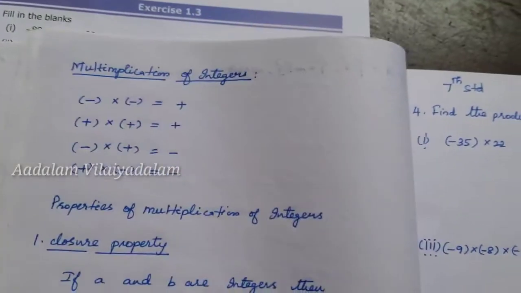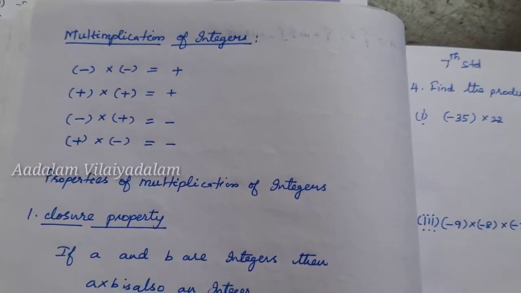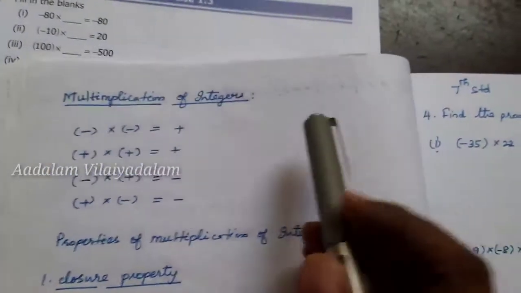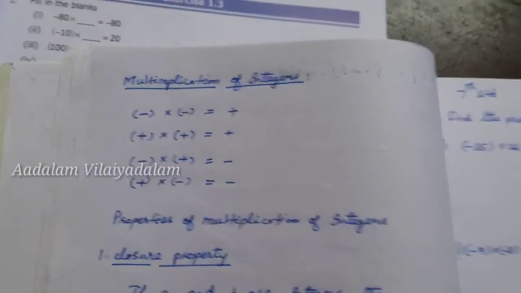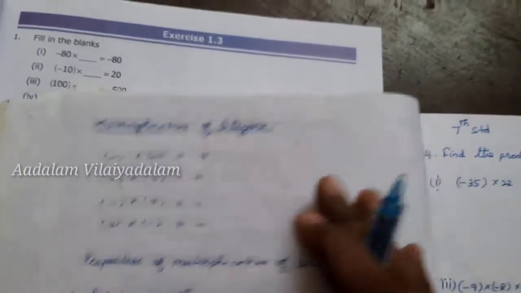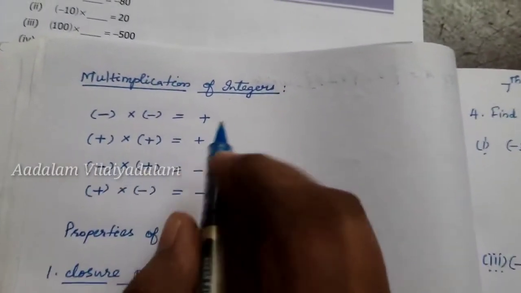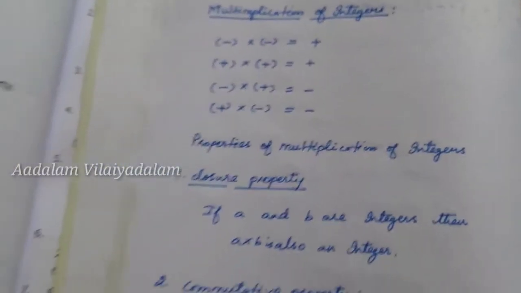What are integers? Integers are the collection of natural numbers, 0 and negative numbers. Now, we shall see how we multiply the integers. For that, we need to remember the concepts for the signs.